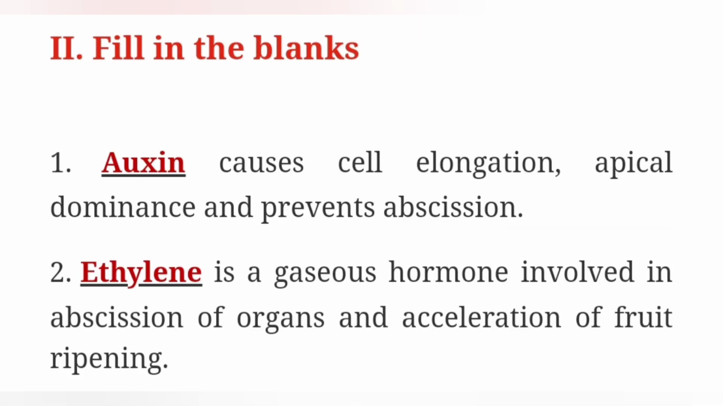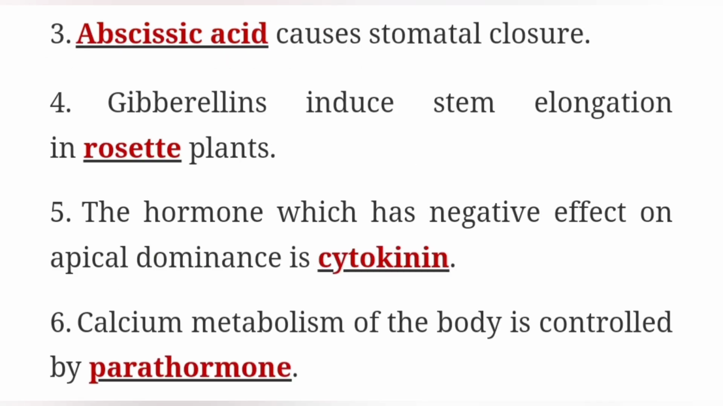Roman letter 2, fill in the blanks. First one, dash causes cell elongation, apical dominance and prevents abscission. Answer auxin. Second one, dash is a gaseous hormone involved in abscission of organs and acceleration of fruit ripening. Answer ethylene. Third one, dash causes stomatal closure. Answer abscisic acid. Fourth one, gibberellins induce stem elongation in dash plants, rosette plants.